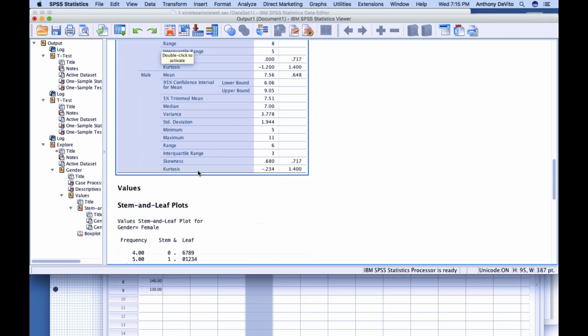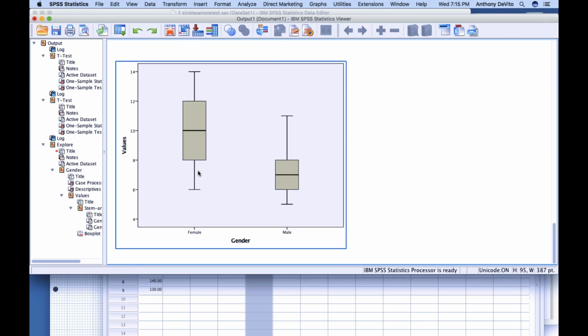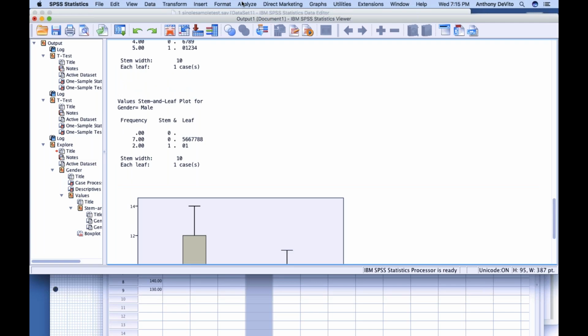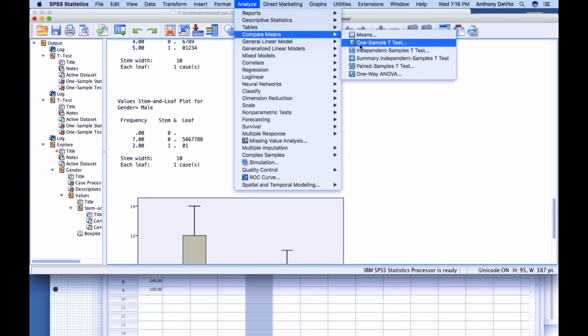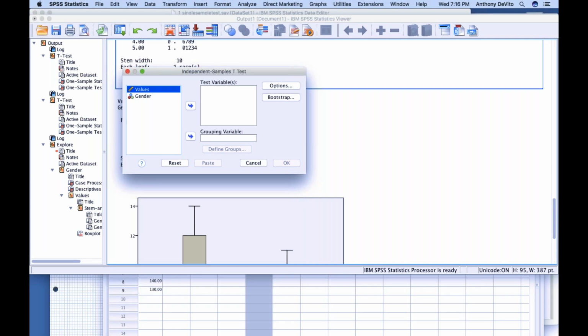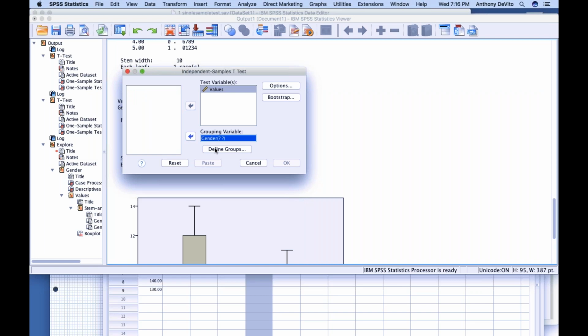Okay, so in order to do this now, and here they are, box plots side by side. They look pretty different, don't they? Okay, I'm going to go up to Analyze, except this time I'm going to go to Compare Means. And in this case, it's not a one sample t-test anymore. We have two samples, so it's an independent samples t-test. So I'm going to click on that, and I'm going to move the values into the test variable and the gender into the grouping variable.